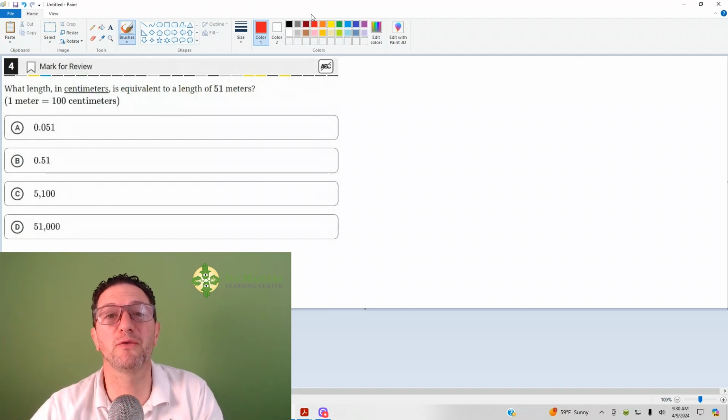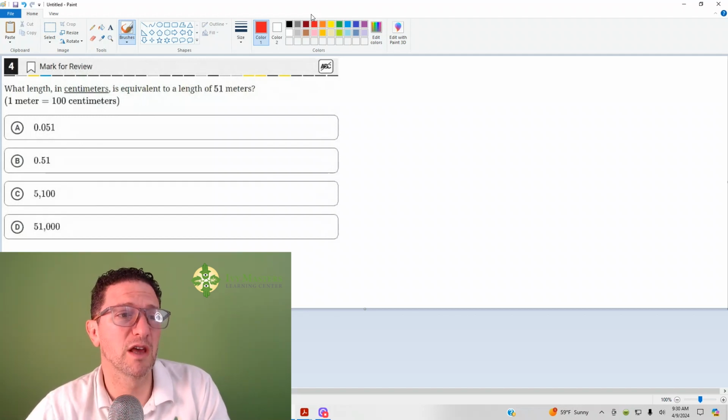And today we're going to look at the fourth question from Digital SAT Test 2 Module 2. It's from the Bluebook app, the easier set of math questions. Number 4 reads, what length in centimeters is equivalent to the length of 51 meters?